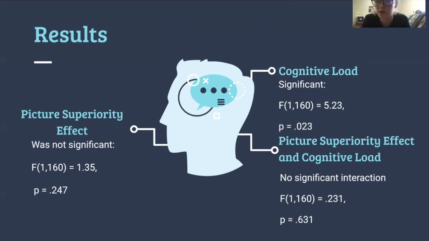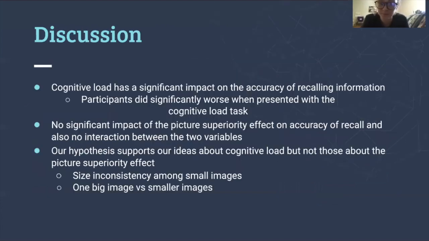When we looked at cognitive load, we found that there was a significant difference on the accuracy of recall with a p-value of 0.023, which is less than 0.05. And then when we looked at the interaction between the picture superiority effect and cognitive load, we found a p-value of 0.631, so there was no significant interaction.